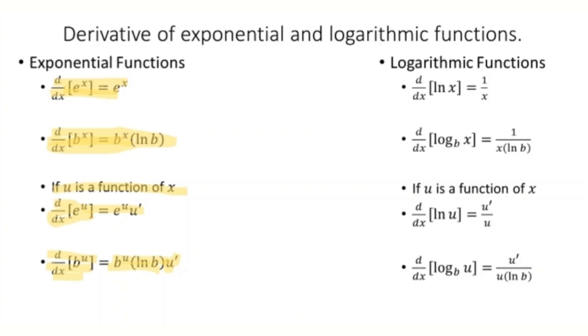Now we're going to turn our attention to the logarithmic functions. The way we're going to come up with our rules for the logarithmic functions is by using implicit differentiation and the relationship between exponential and logarithmic functions. We'll start with the general rule for logarithmic function. That is, the derivative of log base b of x equals 1 over x natural log of b.